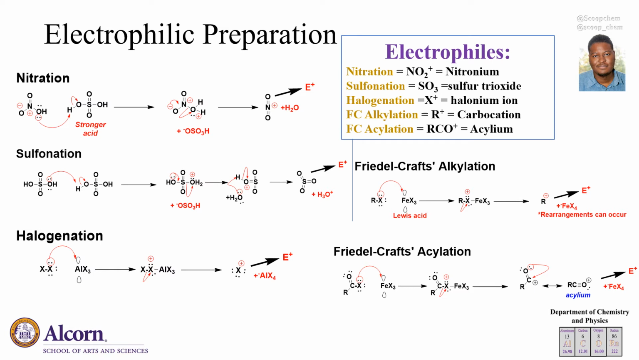So to review, in nitrations, I need to generate NO2+ as the electrophile, and that species is known as the nitronium cation. For sulfonation, the E is just sulfur trioxide. For halogenation, it's X+, the halonium ion. For Friedel-Crafts alkylation, it's just a carbon cation. And for Friedel-Crafts acylation, it's the acylium cation.